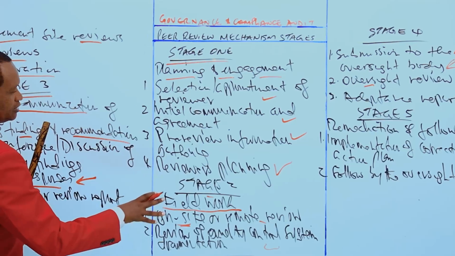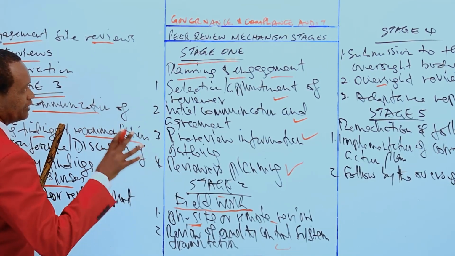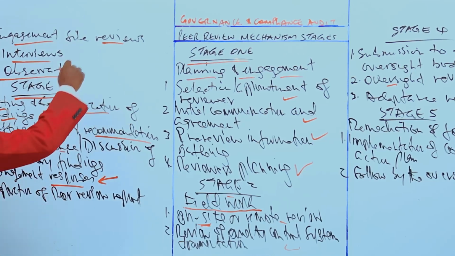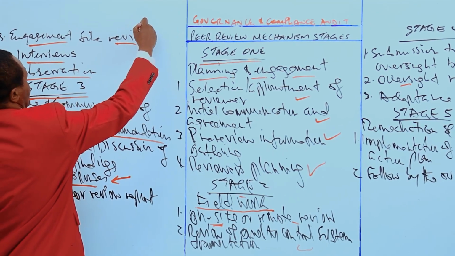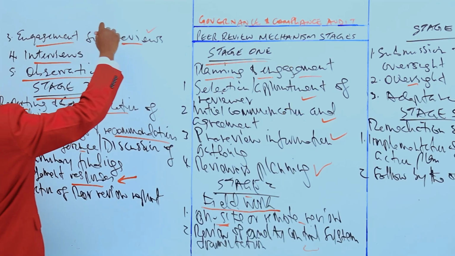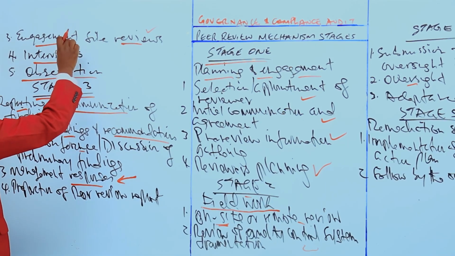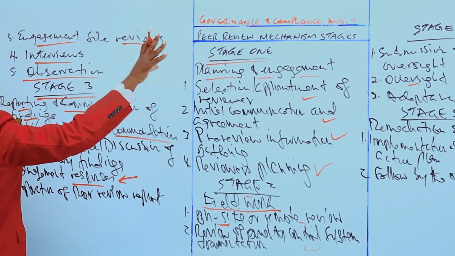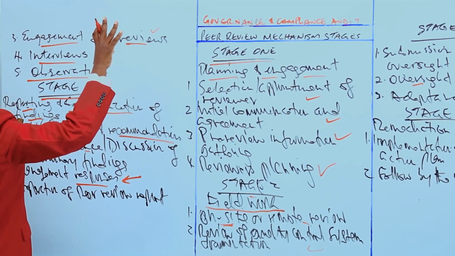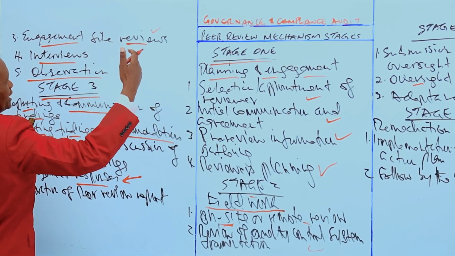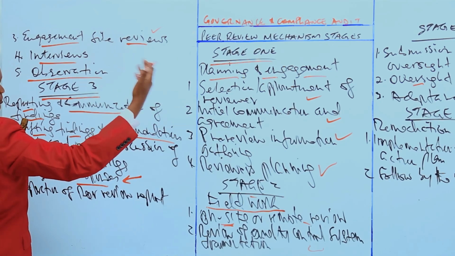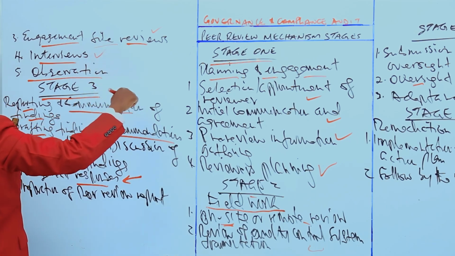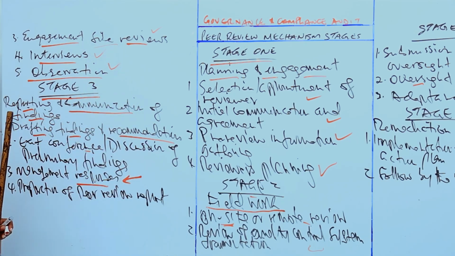Now this is where the reviewer begins to gather evidence. Then there is engagement file reviews. This means that the reviewer selects a sample of the previous audit engagements, samples them, then reviews the files. May carry out interviews and observation. That is stage number 2.